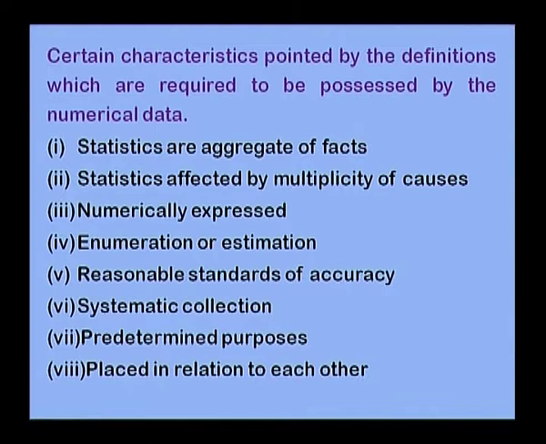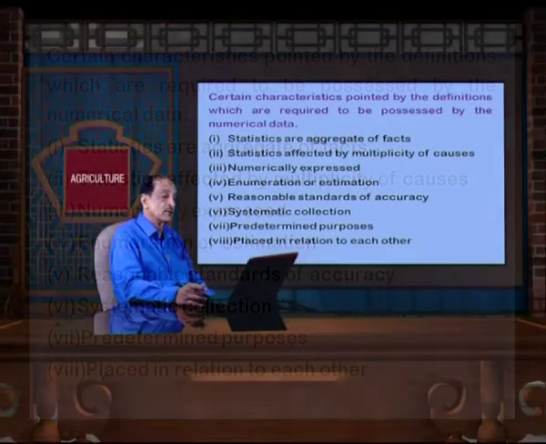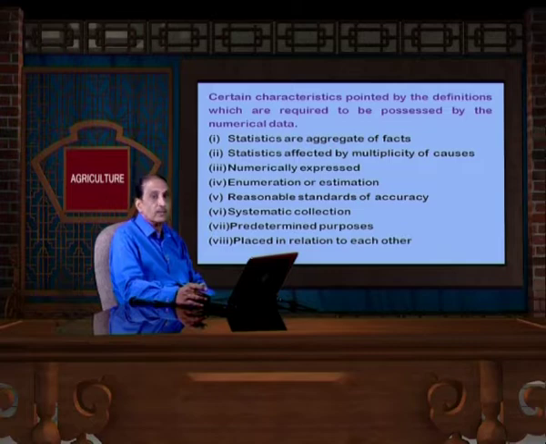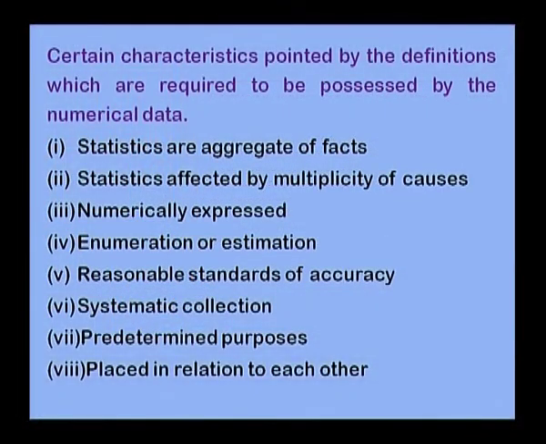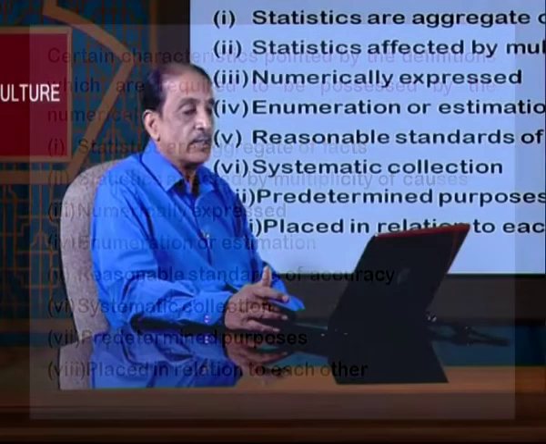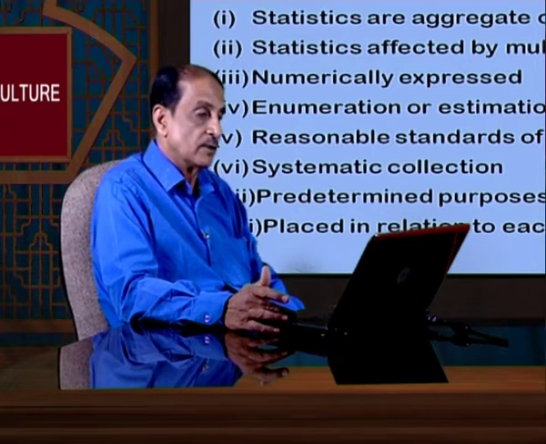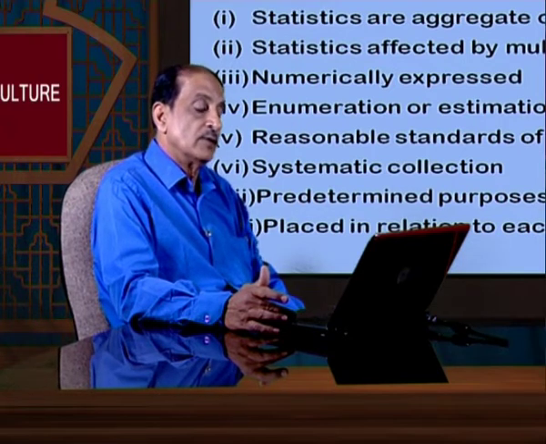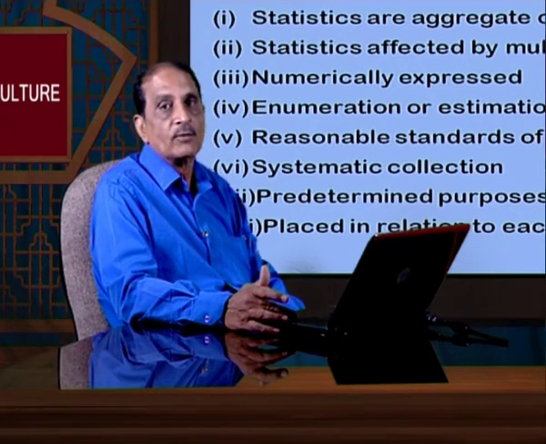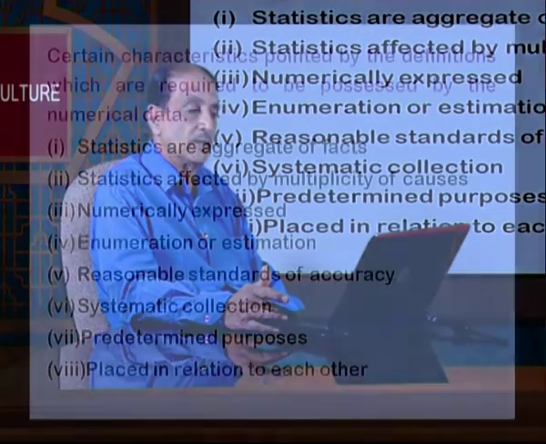Now, if we analyze these two vital definitions, then we get some characteristics of numerical data. The first is that statistics are aggregates of facts. Definitely, statistics are aggregates of facts, because whenever information is collected so that we should get some concrete result out of it, a single piece of information will not serve the purpose. If I say that the income of a particular person is rupees 1 lakh per annum, that does not serve any purpose unless I am in a position to compare that information with the income of others. Then a vital decision can be taken in respect of the income of the people in a particular town.